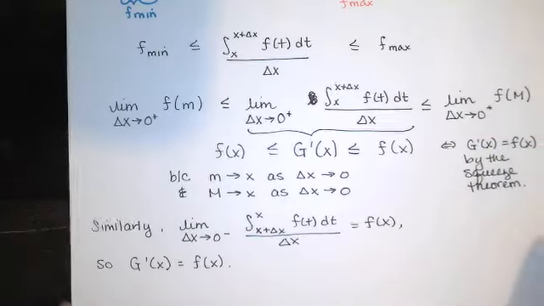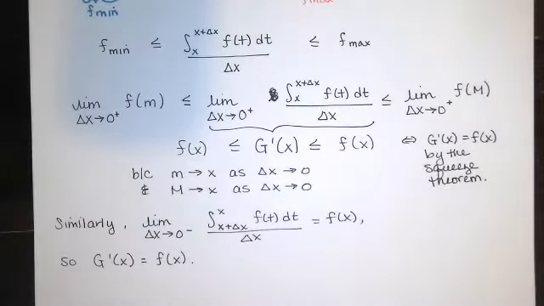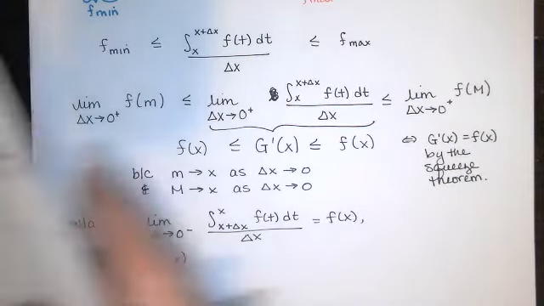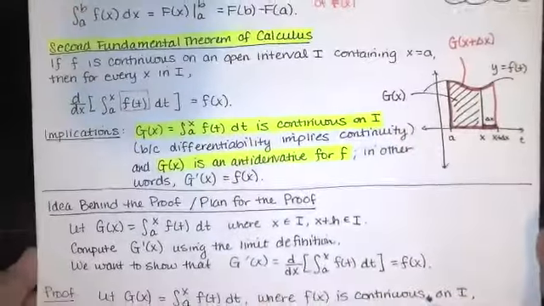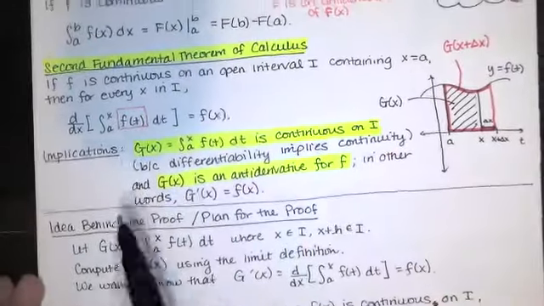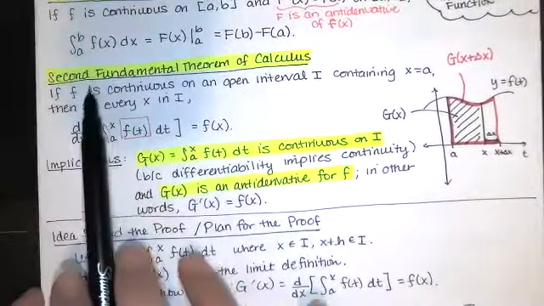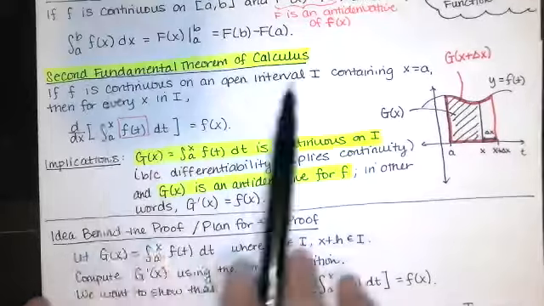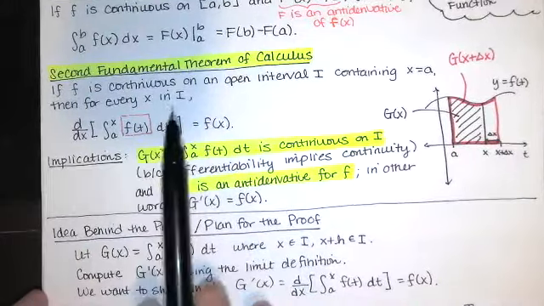And we had to use a squeeze theorem on the left and on the right, and we just did it on the right, and then we said it's similar on the left. Okay, so that is the proof of the second part of the Fundamental Theorem of Calculus. Other textbooks actually call this the first part. Our textbook authors call it the second Fundamental Theorem of Calculus.